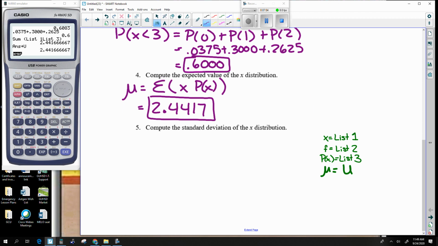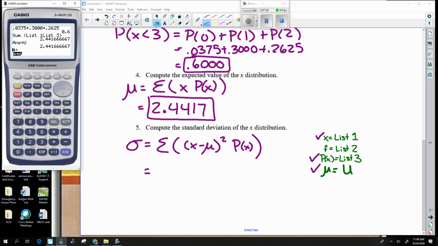This next formula is the standard deviation, which is the square root of the sum of x minus mu, whole squared, times P of x. Okay, so we need an x, a mu, and a P of x. We have all those things stored in our calculator, so we have everything that we need. This is going to be the sum, double open, x minus mu, whole squared, P of x, close.